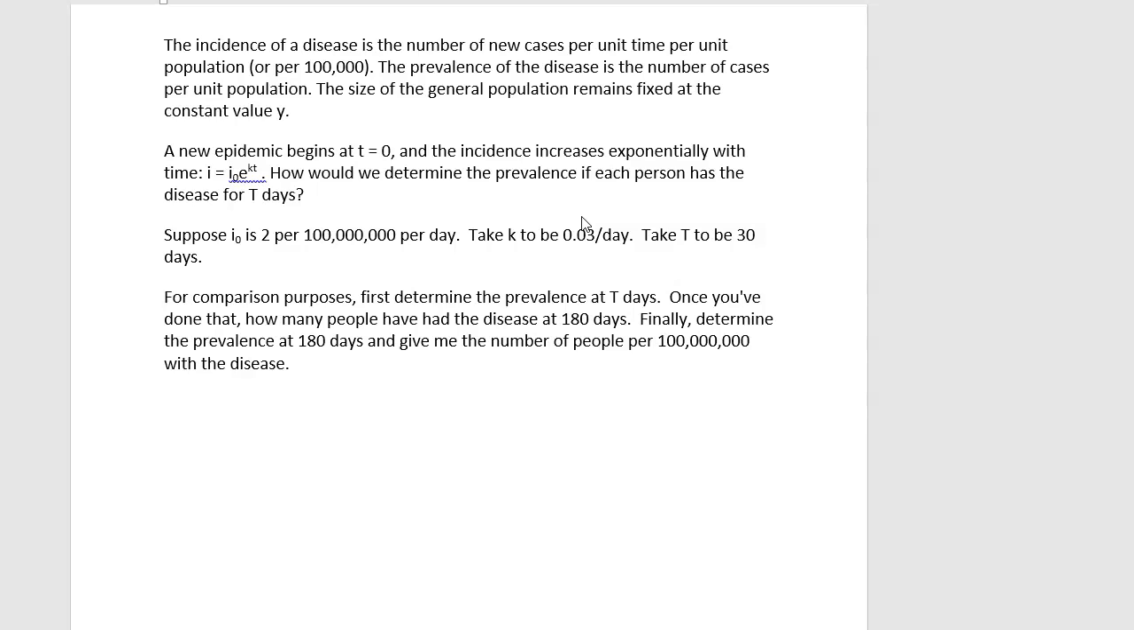All right, so let's throw some numbers at this. I've got I naught is 2 per 100 million. I'm going to take K to be 0.055 per day. We're going to make T, the amount of time that somebody has this, 30 days. So how do you figure this out? Well, we know how many people get it on day one.